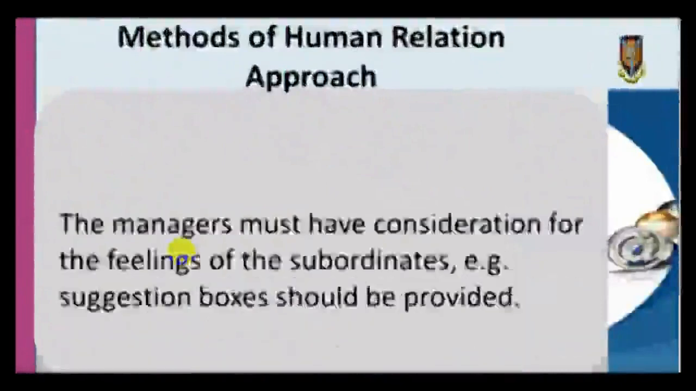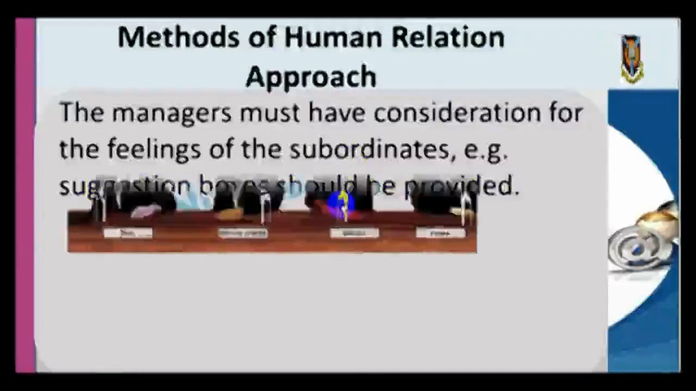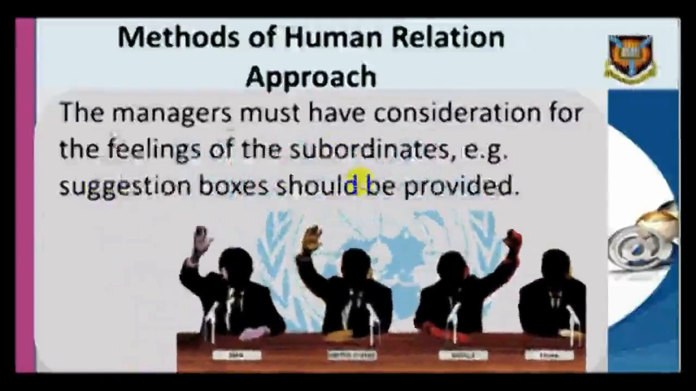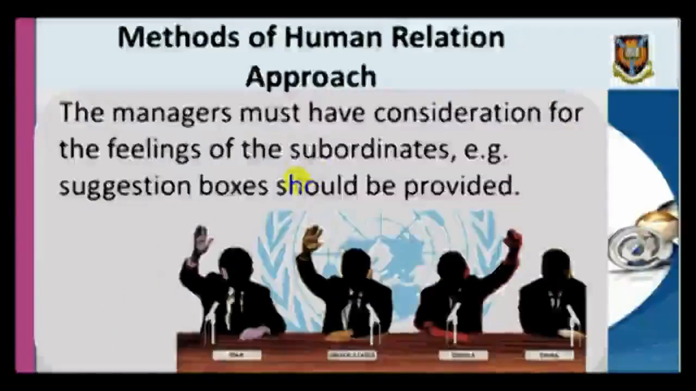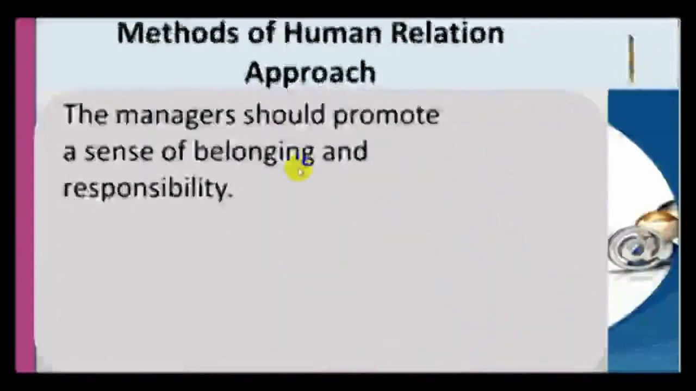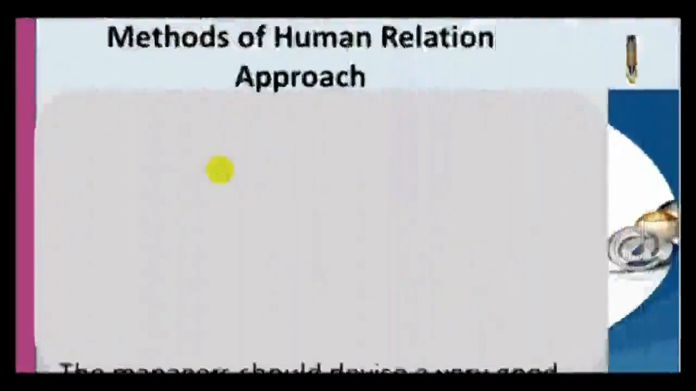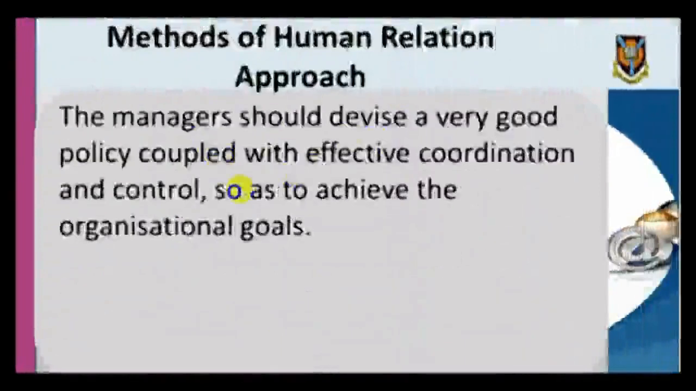2. The managers must have consideration for the feelings of the subordinates. For instance, suggestion boxes should be provided to seek people's opinions in order to promote a perfect means of effective communication, through which the feelings and reactions of the workers can be sampled about the organization's policy. 3. The managers should promote a sense of belonging and responsibility. 4. The managers should devise a very good policy coupled with effective coordination and control so as to achieve the organizational goals.